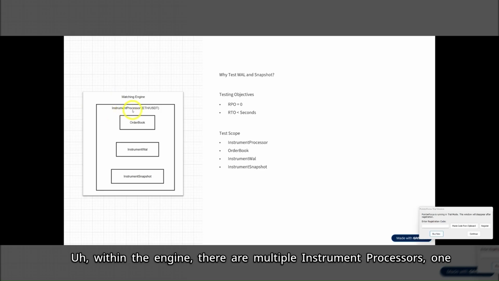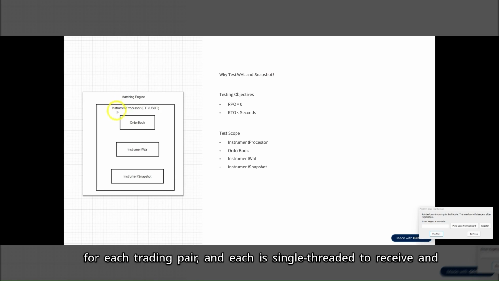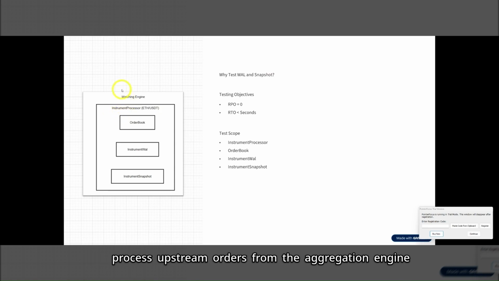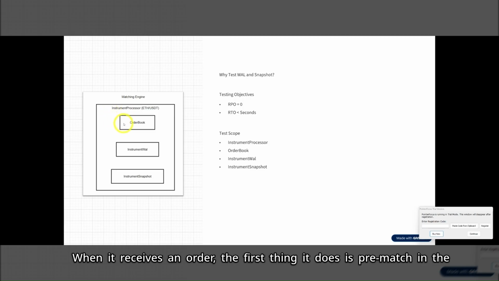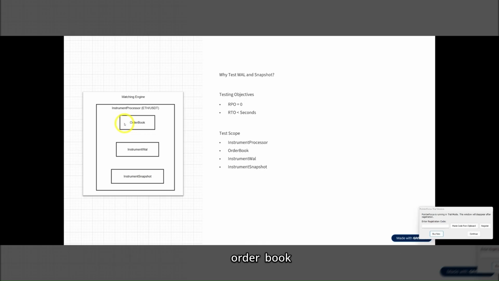Within the engine, there are multiple instrument processors, one for each trading pair, and each is single-threaded to receive and process upstream orders from the aggregation engine. So what exactly does it handle? When it receives an order, the first thing it does is pre-match in the order book. But what about the result of the matching? It doesn't execute the result yet.